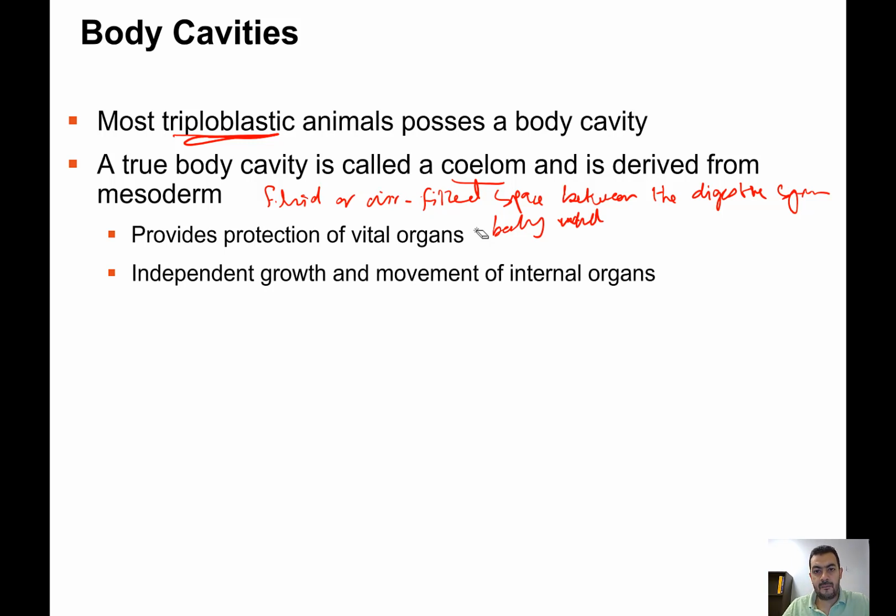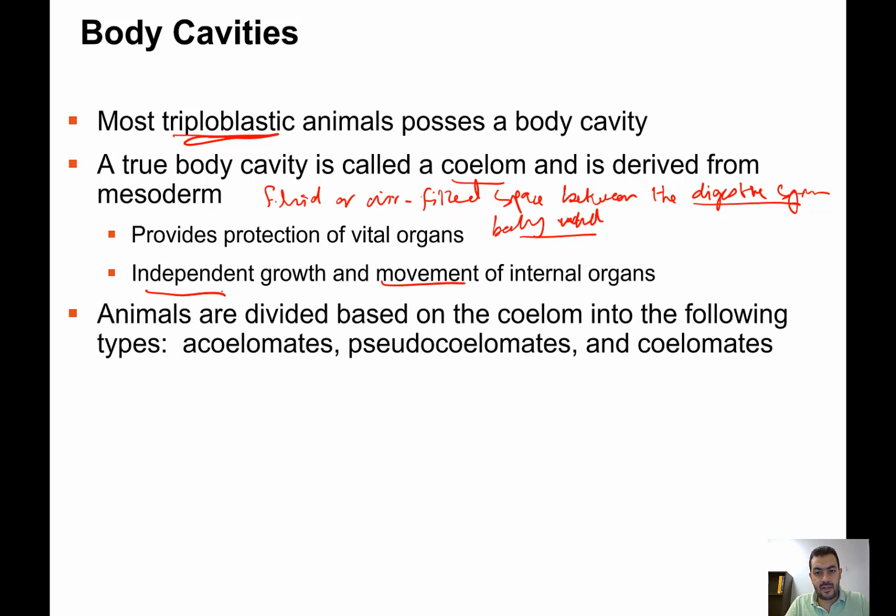So imagine that we said that it will be present between the digestive system and the body wall. Imagine the content of the digestive system is expanding. If we have a body cavity, this will allow the movement of these internal organs. This will allow the growth of these internal organs independently. So one organ can expand without affecting the others or move. So it's a sign of development of these animals, and it is an advantage for the animals to have such a true coelom or a true cavity.